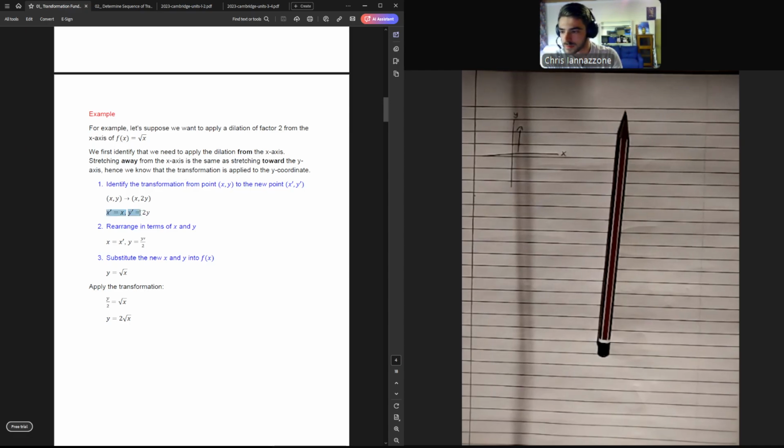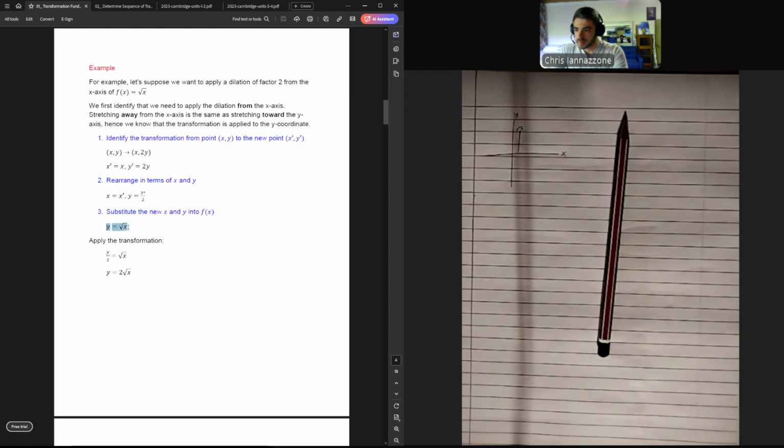As an equation, it would look like this. x equals x prime, and y prime equals 2y, right? There's your x prime and y prime. From there, you just rearrange to get the x and y on their own. So instead of having y prime on its own, you're now going to have y on its own. Our function is y equals root x, and so you replace the y with the y over 2, and you replace the x with the x. Rearrange, and your function is now 2 root x.